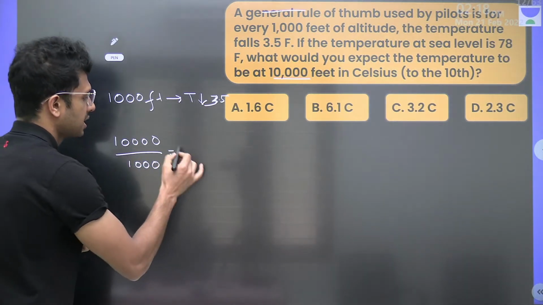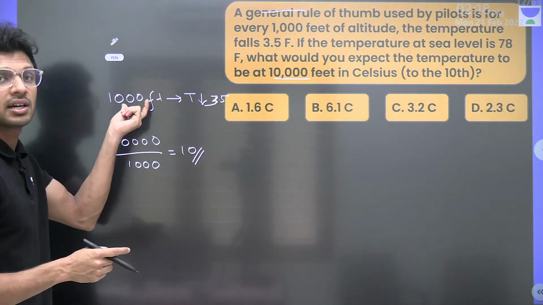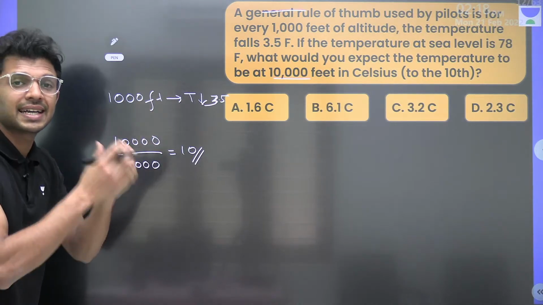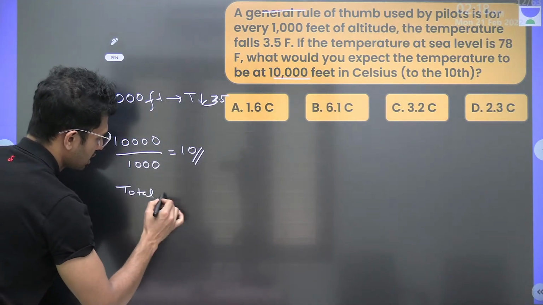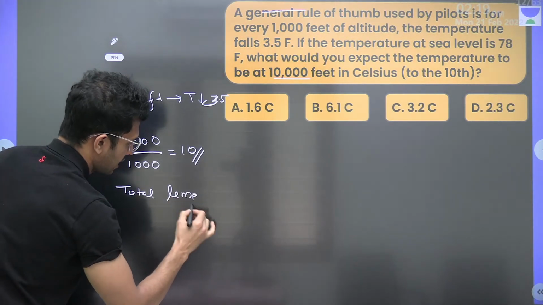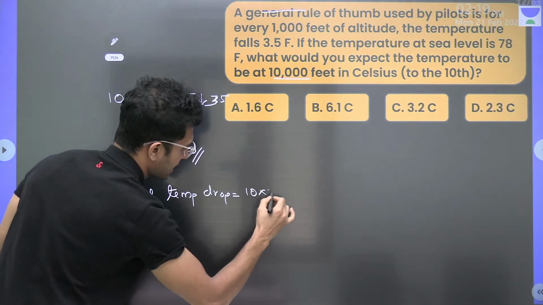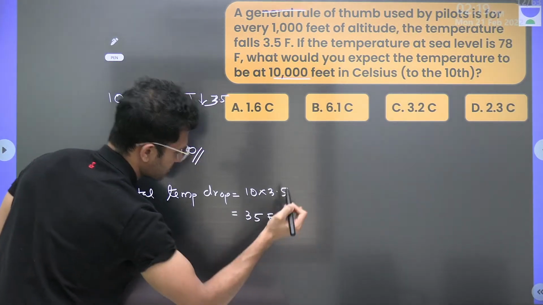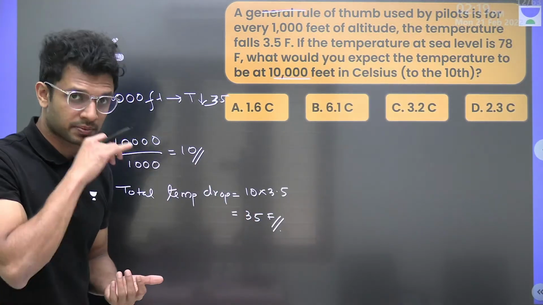So what will be the number here? 10,000 by 1000, it's 10. So 10 thousands are there. For every 1000, 3.5. So if there are 10 times 1000, how much will be the temperature drop? Total temperature drop will be equal to 10 times 3.5. How much is it? 35. So the temperature will drop by 35.